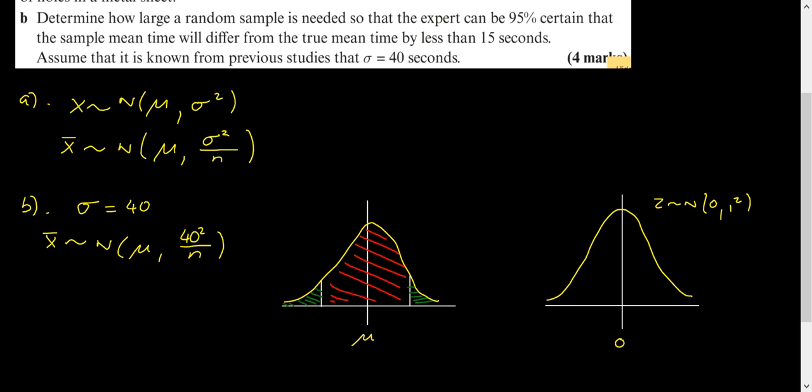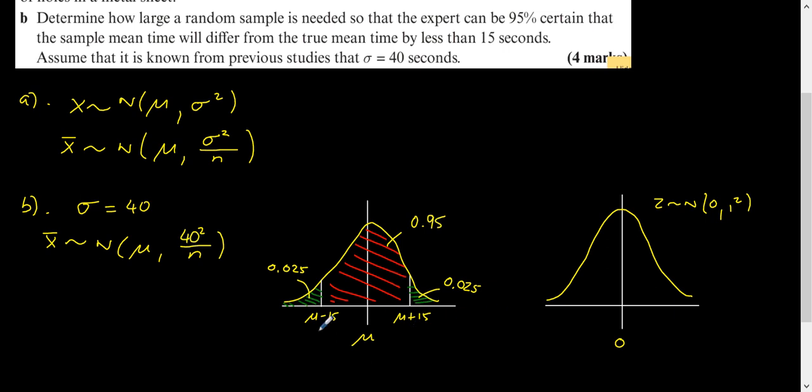So we're trying to find this kind of magic number. The shaded area in the middle is 0.95. 95% certain that the sample mean time will differ from the true mean by less than 15 seconds. So over here, this is mu plus 15, and over here, this is mu minus 15. So you can see that this is within 15 seconds of the mean, has to be 0.95. What that means over here is we have 0.025 over here and 0.025 over here. We've split the remaining 5% equally into these two halves because of the symmetry.